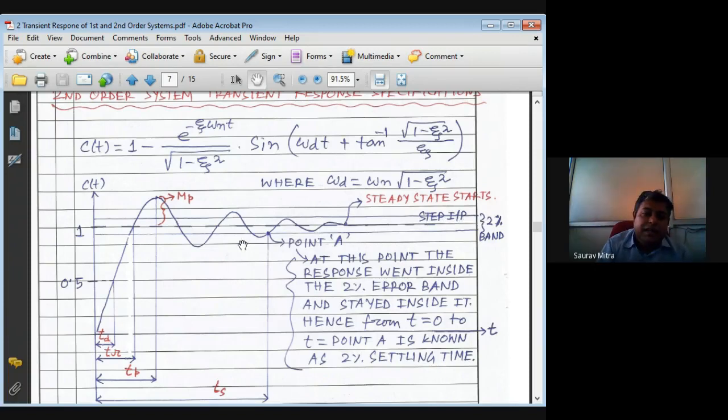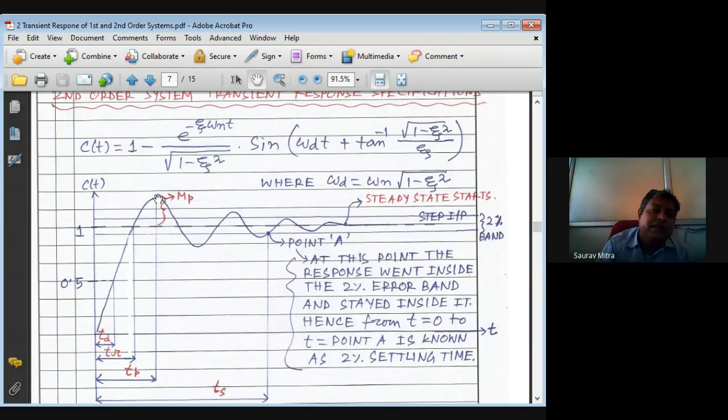But here, initially it went beyond the value 1, again came below, again the oscillation is a little bit less. So where it is reaching 0.95 for the final time and not coming out of that band, that point is called the 5% settling time. If it is 0.98 and not going beyond that, it is called the 2% settling time. So settling means the amount of error is reducing.